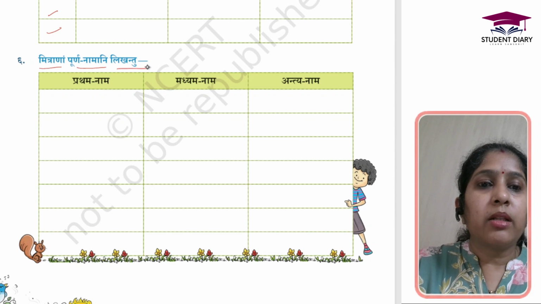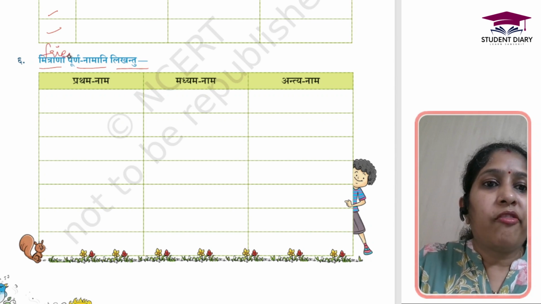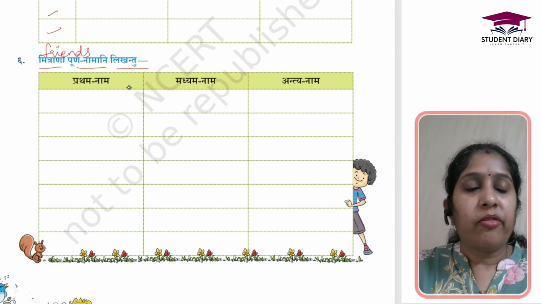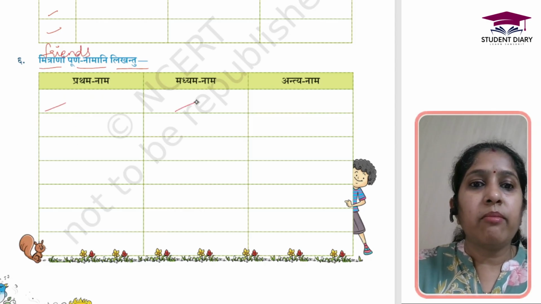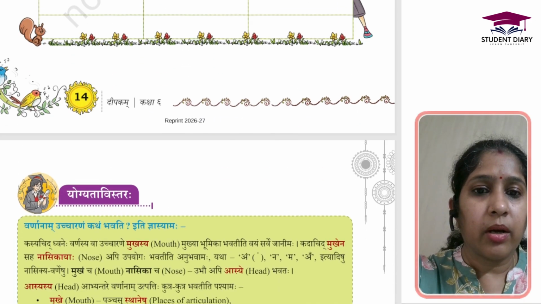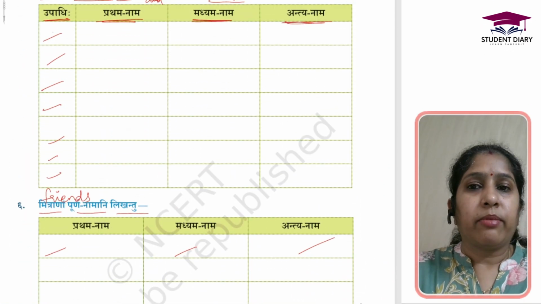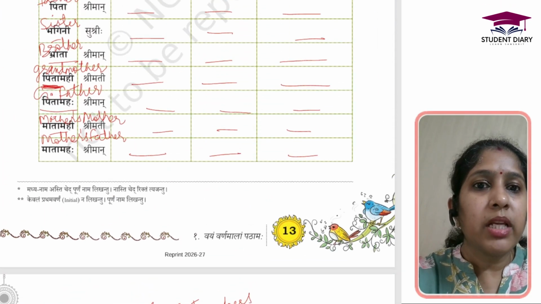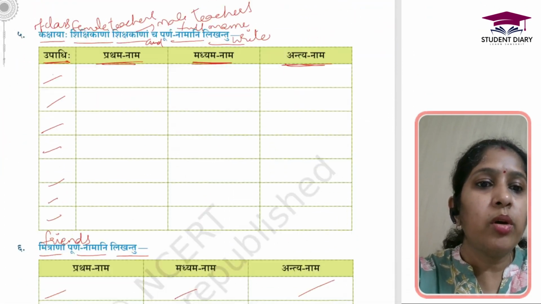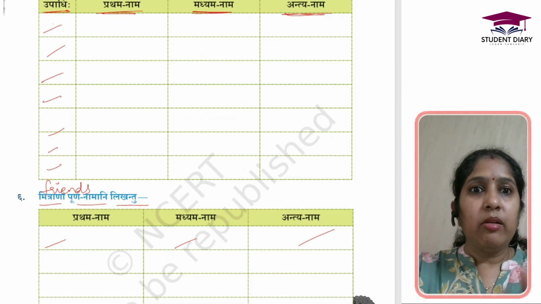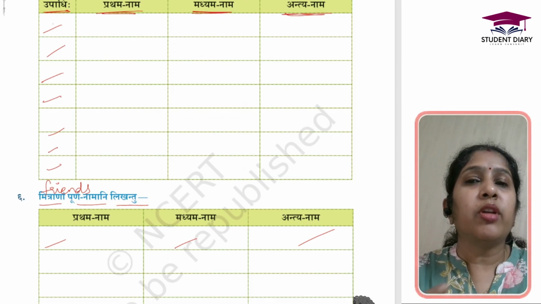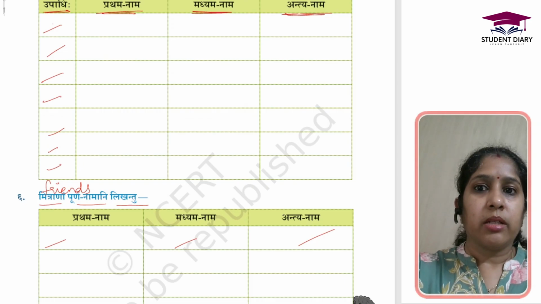Mitranam Purna Namani Likhantu. Same way, now you have to write the names of your friends. Mitra means friends. So you have to write the complete name of your friends, their first name, middle name, and last name. Okay. And we have completed all the exercises of the chapter, correct? These last exercises you have to do yourself, because these are unique names for your family members, your friends, and your teachers.